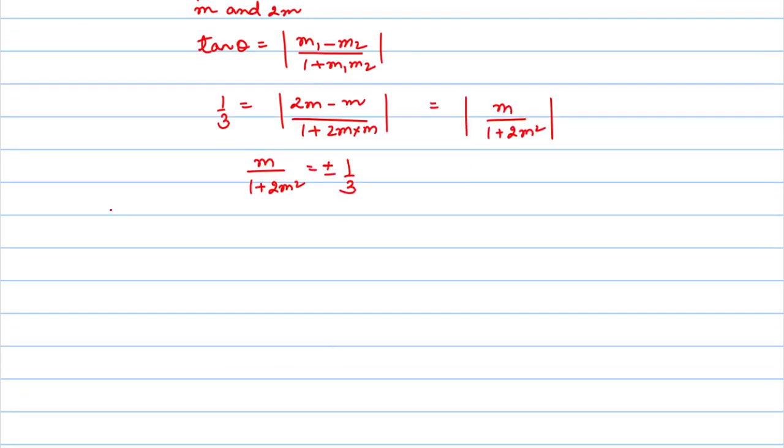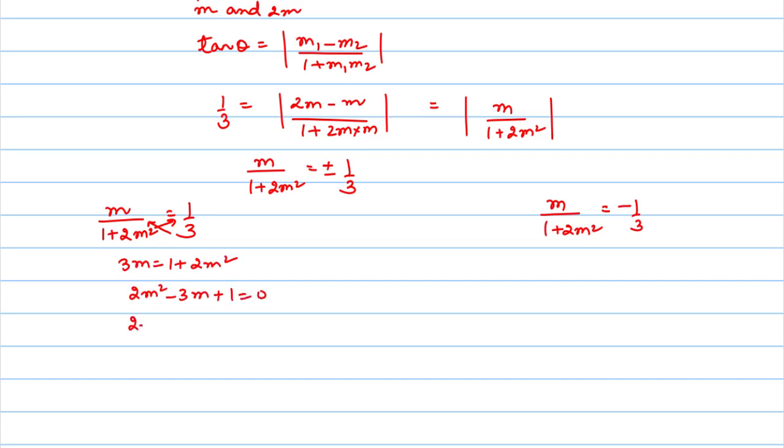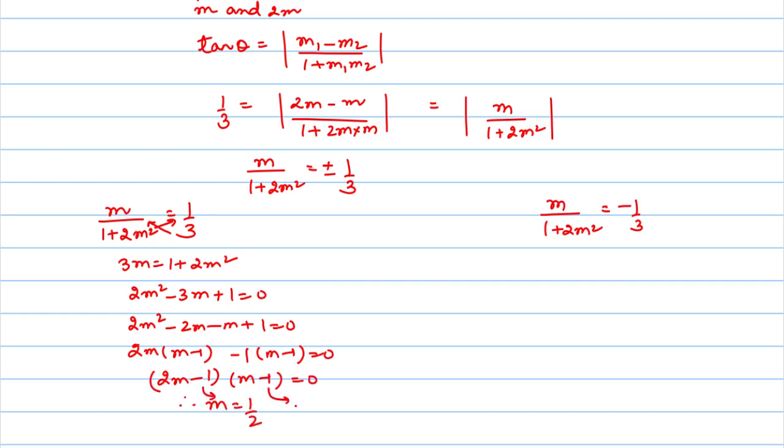Now we'll solve this equation separately, taking first m upon 1 plus 2m square as 1/3, and in the second case m upon 1 plus 2m square as minus 1/3. Now if we cross multiply, we take this to this side and this to this side. We have 3m is equal to 1 plus 2m square. Therefore 2m square minus 3m plus 1 is 0. If we split this, we have 2m square minus 2m minus m plus 1 is 0. 2m into m minus 1 minus 1 into m minus 1 is 0. Therefore we have 2m minus 1 and m minus 1 is 0. Therefore m is either half or m is 1.